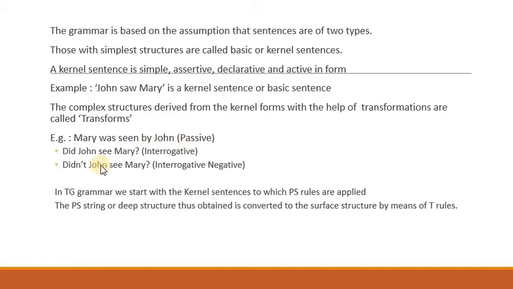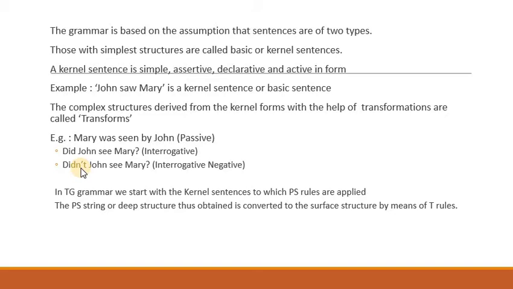Then the next one is, you can change this kernel sentence into a question or interrogative. From a declarative, you can change it into an interrogative. Like, did John see Mary? So by adding an auxiliary at the beginning, and then writing the noun phrase, and then coming up with a verb and then a noun phrase, it becomes an interrogative sentence, right? Did John see Mary is an interrogative sentence, and that has an auxiliary attached to it.